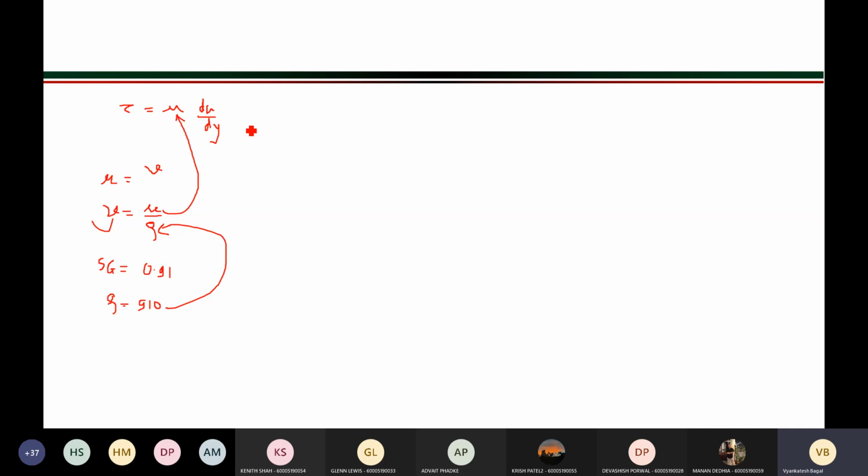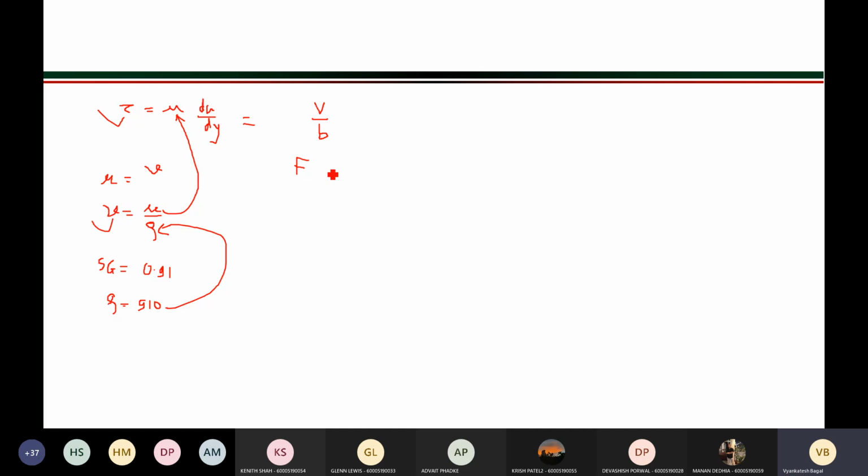And now what is du by dy? So du by dy will be simply that velocity v divided by dy, which is nothing but the gap between your shaft and the sleeve. So let us call it b, the gap between sleeve and shaft. So you can put it here, and then you can find out the stress. Now once you know the stress, you can find out what is the force required to pull the plate.